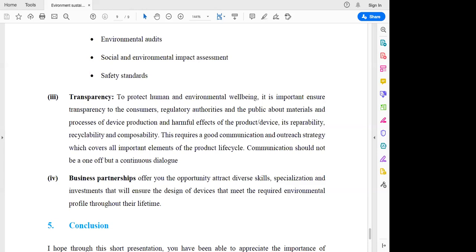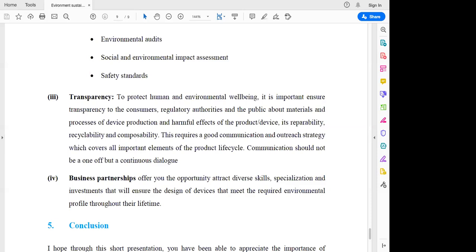Communication should not be a one-off, but a continuous dialogue. And that is how you can continuously refine your device and produce a device that better meets the environmental sustainability requirements and other aspects of society's interests.